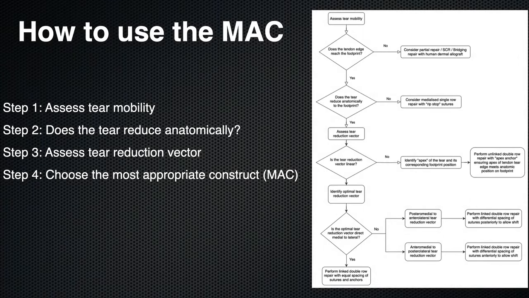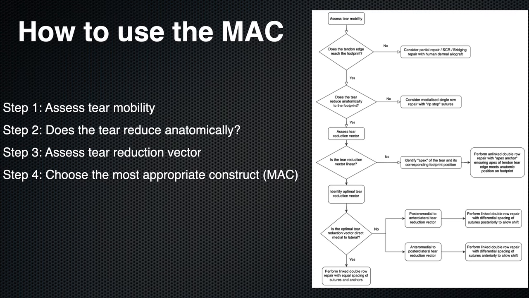In order to utilize the most appropriate construct philosophy, consider these 4 steps. Step 1 is to assess tear mobility to determine whether the tendon edge reaches the footprint. If it does, step 2 is to consider whether it reduces anatomically to the footprint. If it does not, then consider a medialized single row repair.